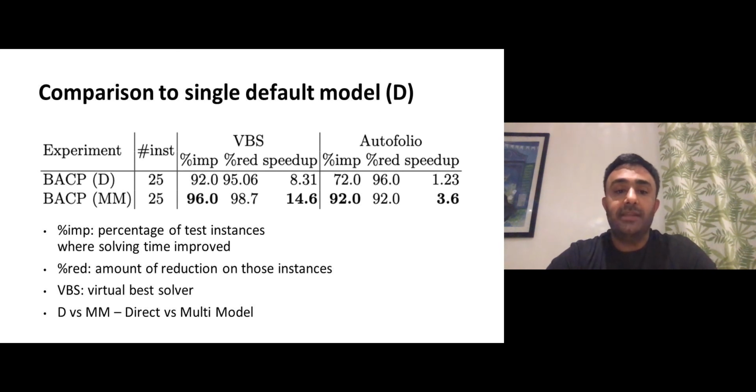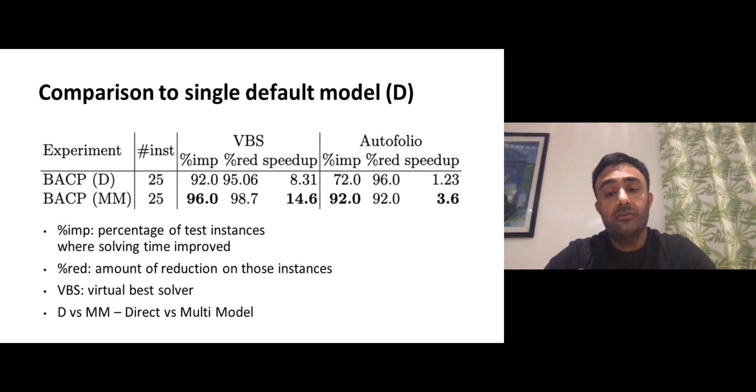However, on top of that, here, when we allow Conjur to use multiple models in the second row, the percentage of places where we can get an improvement increases from 92% to 96%, and in those 96%, we get a larger reduction. The search is reduced to almost 1% of the original search. Of course, this is the virtual best solver setup, which is not really achievable. You need an oracle to achieve this.